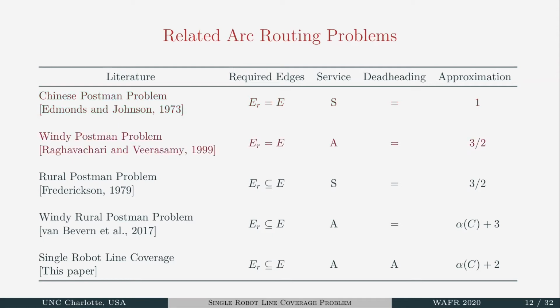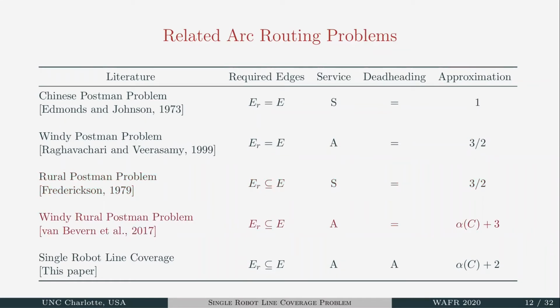Next, we have the windy postman problem, wherein the cost for servicing is asymmetric. This problem is, however, NP hard. Raghavachari and Veerasamy gave a 3/2 approximation algorithm for the windy postman problem. Next, we have the rural postman problem. In this problem, the set of required edges can be a subset of the entire edge set. So we have both required and non-required edges in the graph. The cost for servicing is symmetric. This problem is also NP-hard, and Frederickson gave a 3/2 approximation algorithm for the rural postman problem.